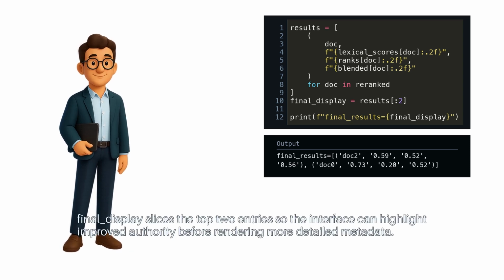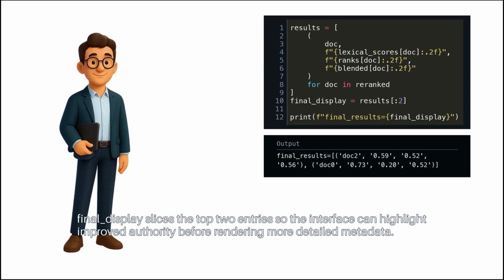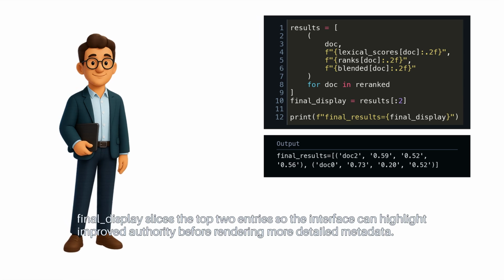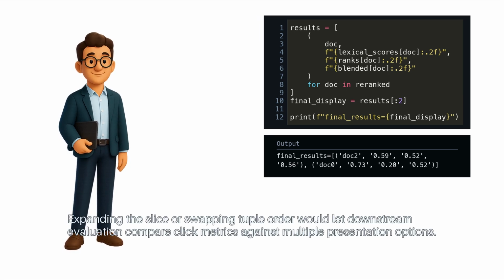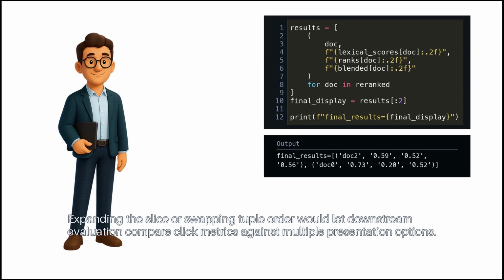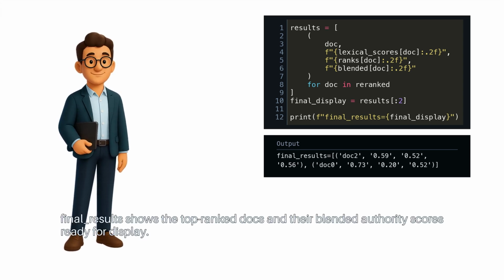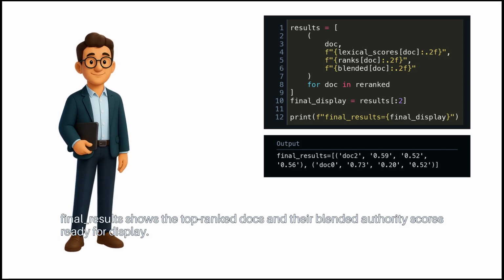Final display slices the top 2 entries, so the interface can highlight improved authority before rendering more detailed metadata. Expanding the slice or swapping tuple order would let downstream evaluation compare click metrics against multiple presentation options. Final results shows the top-ranked docs and their blended authority scores ready for display.